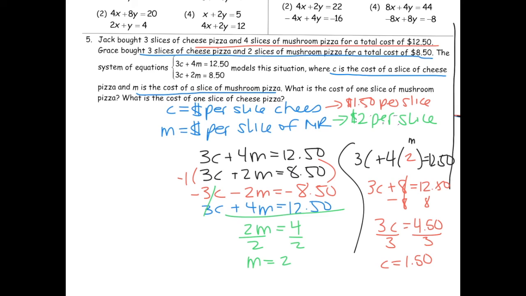Okay? Now make sure that you write it out in words a little bit because they didn't ask you just this part. They didn't just say solve for M and solve for C. They're saying what's the cost for a slice of cheese pizza? What is the cost of a slice of mushroom pizza? So we write it out in words up here.